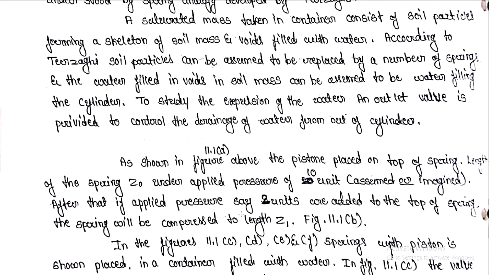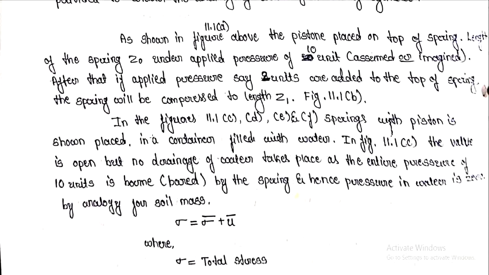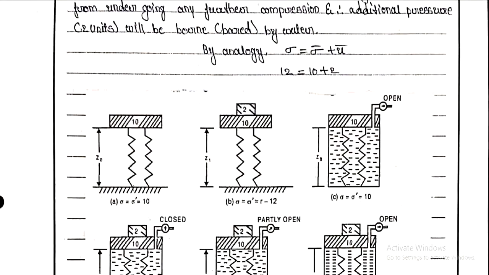After that, if applied pressure says 2 units are added to the top, the spring is going to get compressed to length Z1. So what they are saying here is figure 11.1. Whatever these springs are, they are compared to the soil mass, and whatever water we add in the chamber or cylinder is compared to the pore water which is present.